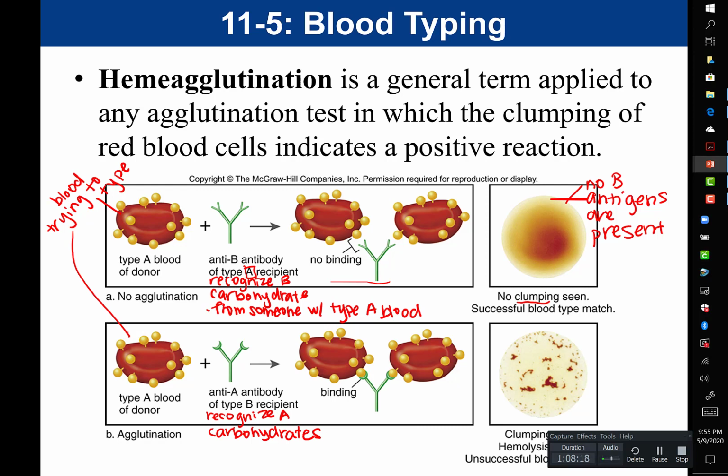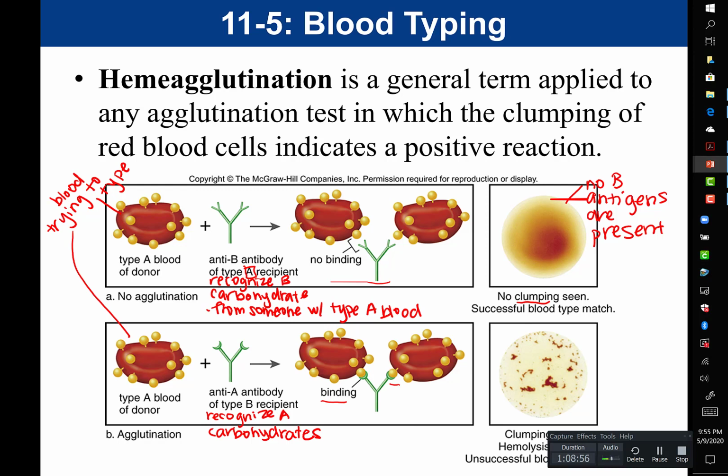Again, the anti-A antibodies come from somebody who has type B blood. Like I'm type B, in my blood I would have anti-A antibodies. So my blood could be used to provide anti-A antiserum. We take this blood we're trying to type, we mix it with our anti-A antibodies, and because the antibody recognizes the antigen, notice we have binding, and there are 2 binding sites.